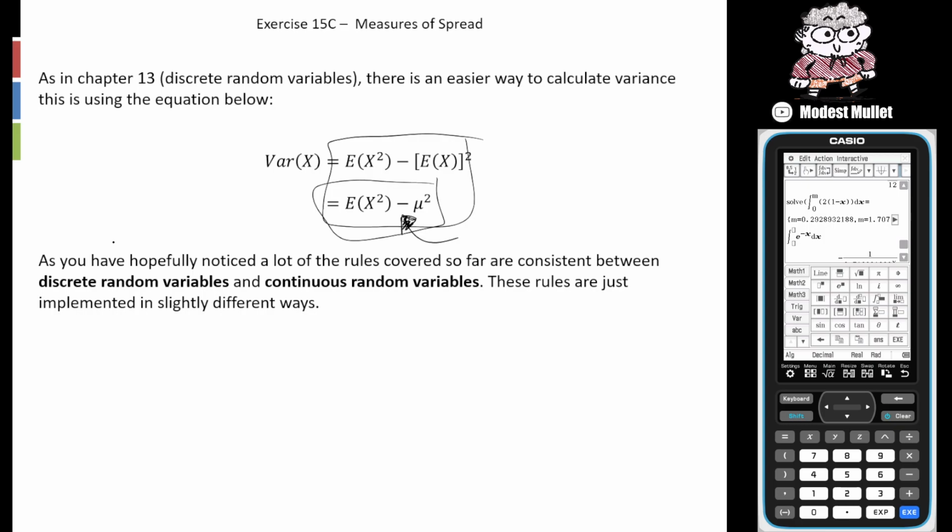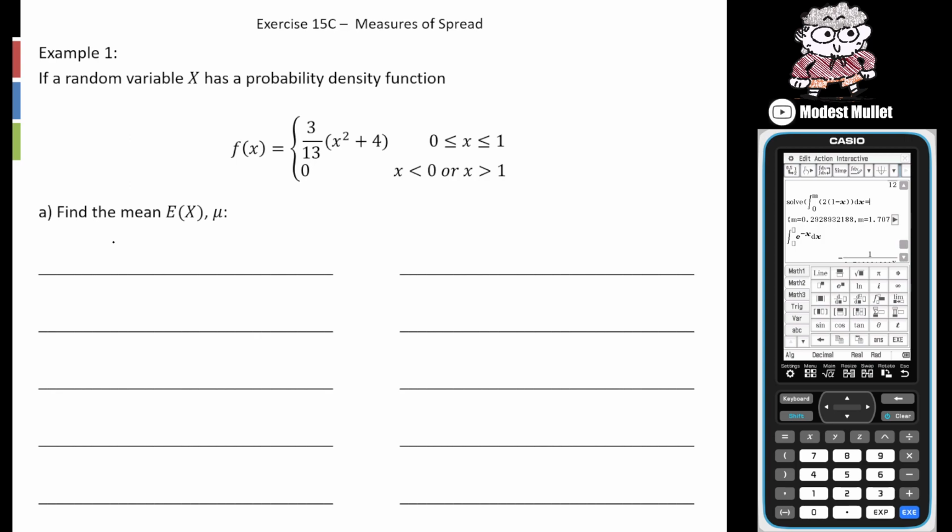So we're going to jump straight into an example and have a go. First off, this is going to build to finding the variance. As we just looked at, variance is equal to the expected value of x squared, take away the mean squared. So the first thing is we have to find the mean. We have to find the mean, then we can square it, and then we can do the rest. So let's do that. Let's find the expected value, or the mean.